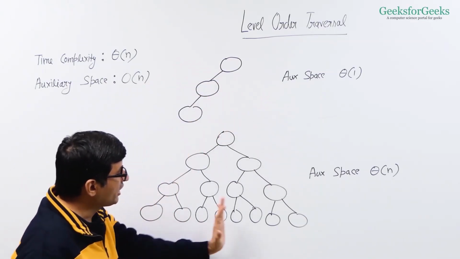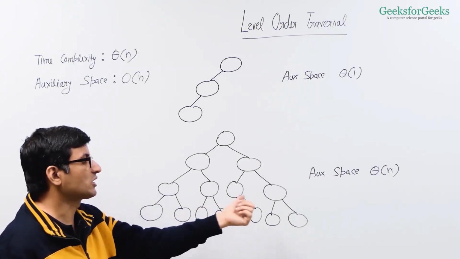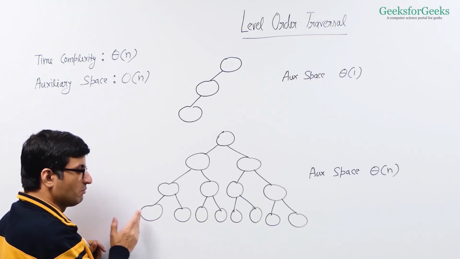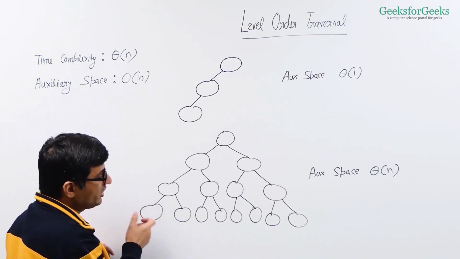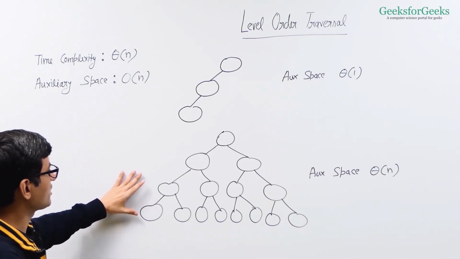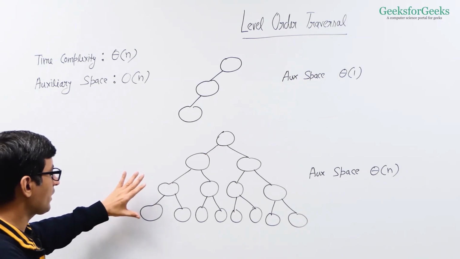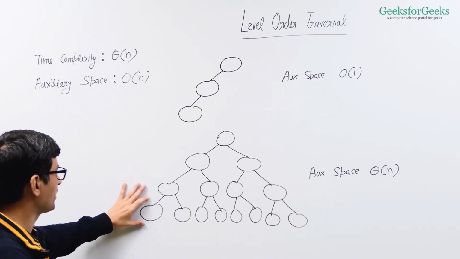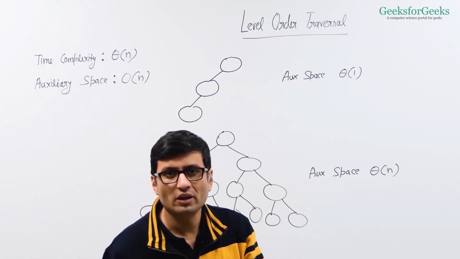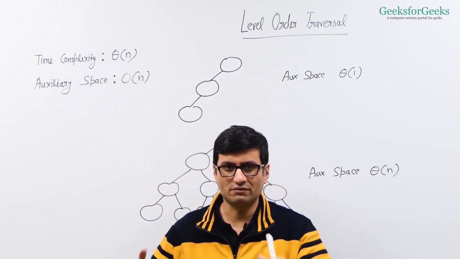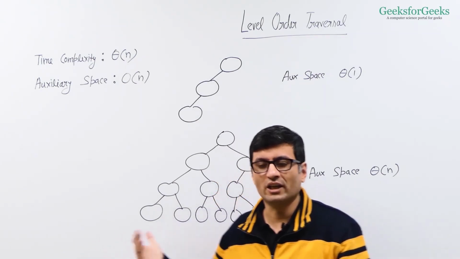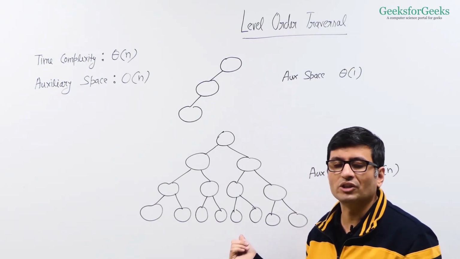If your tree is perfectly balanced like this, then auxiliary space is going to be theta n, because the width of this binary tree, which is the number of nodes in any level, is equal to n by 2. You see the last level. How many nodes this tree has? This tree has 15 nodes, and out of these 15 nodes, half nodes are here, more than half. 8 nodes are there, 15 plus 1 by 2. That's what happens in a perfect binary tree when it's perfectly balanced. You have n by 2 nodes, n plus 1 by 2 nodes at the last level. So in this case, the auxiliary space is going to be theta n.